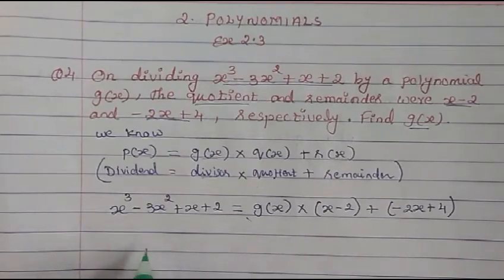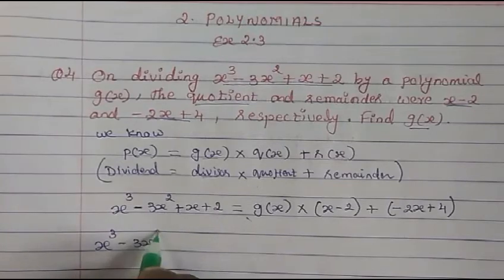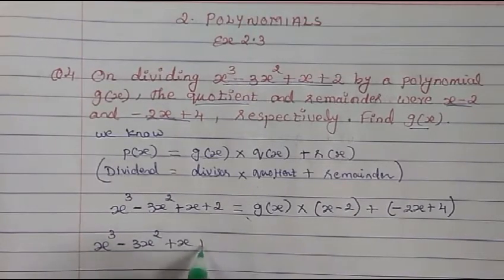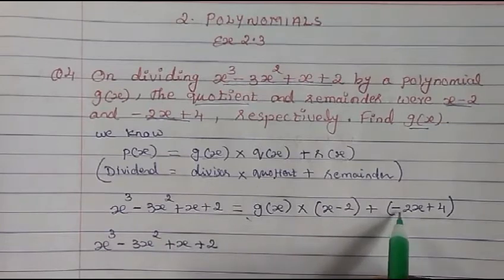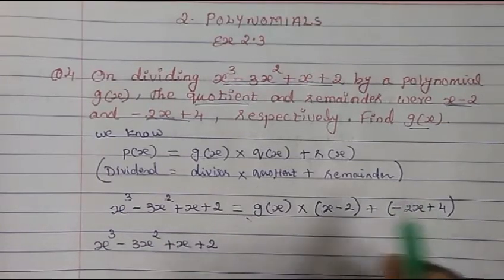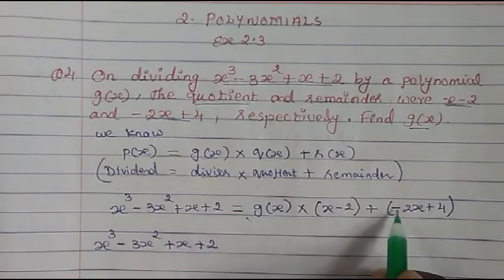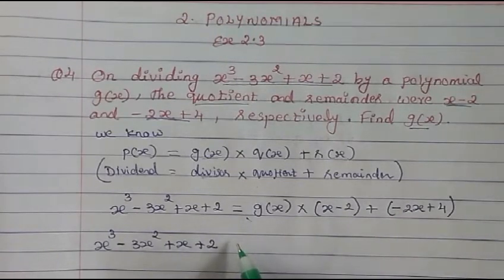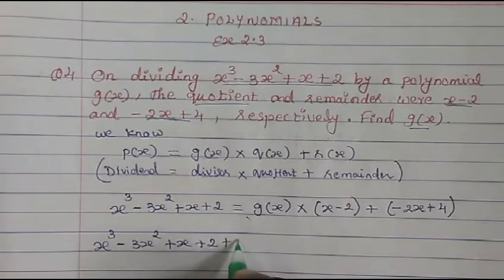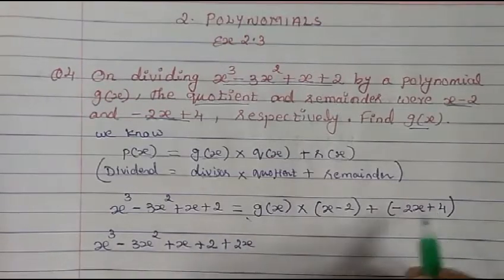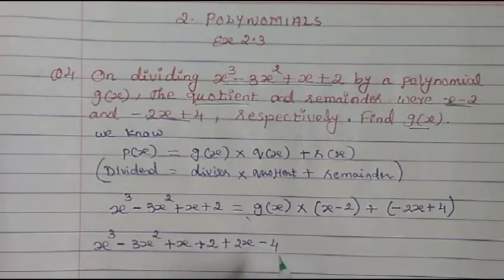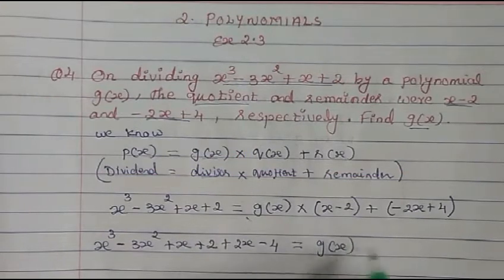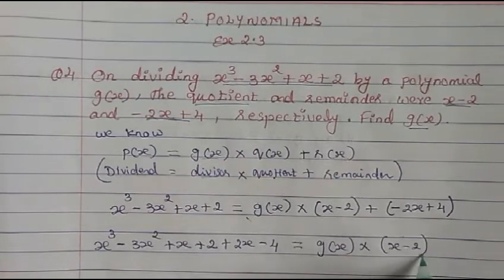So first let's write down this. That is x cube minus 3x square plus x plus 2. Now this is in plus, so when we bring it to this side, it will become minus. And this is in minus, when it comes to this side, it will become plus. So plus 2x, and minus 4. So it will now equal what is left, g of x into x minus 2.